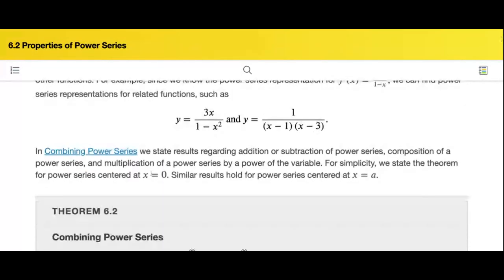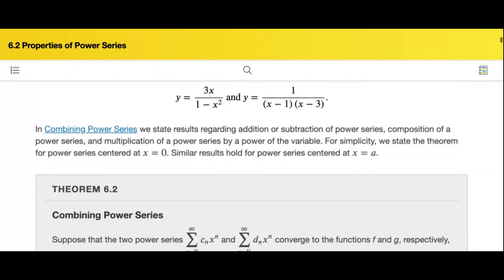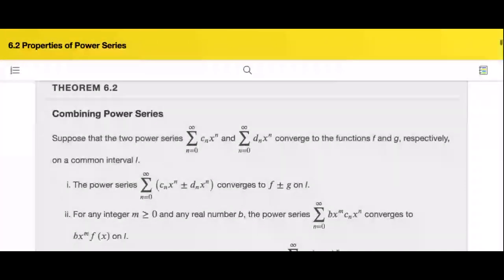In combining power series, we state results regarding addition and subtraction of power series, composition of a power series, or multiplication of a power series by a power of the variable. For simplicity, we state the theorem for power series centered at 0. Similarly, results hold for power series centered at any other number. So let's see this theorem.